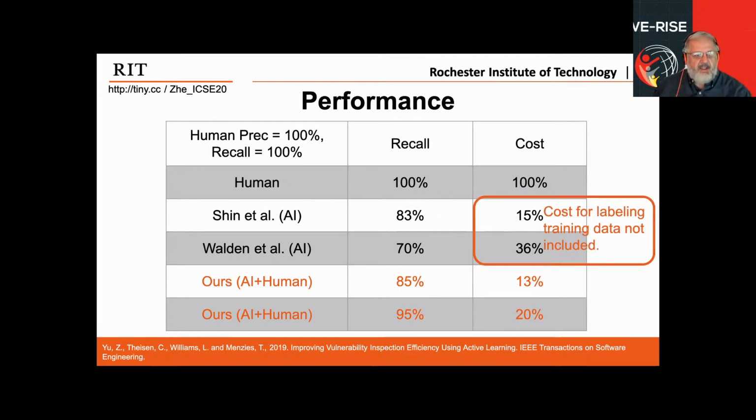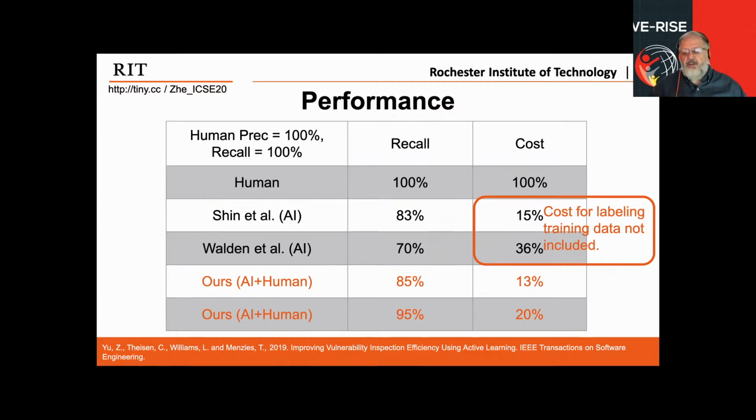And so that's the Shin and Walden work. However, that work has a certain hidden trap. That work produces precision and recall numbers and cost numbers, but the cost ignores the cost of a human labeling the example. So there's this secret when you do supervised learning.